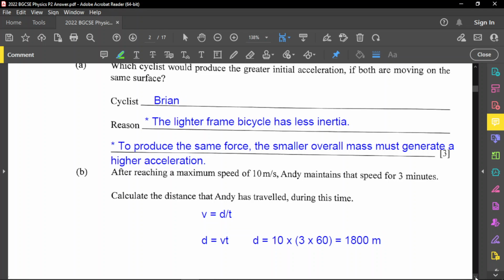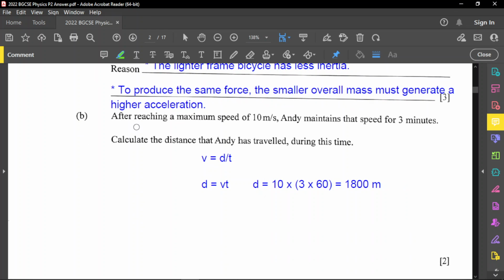Part B says that after reaching a maximum speed of 10 meters per second, Andy maintains that speed for 3 minutes. Calculate the distance that Andy has traveled during this time. Again, as a reminder, velocity or speed is equal to distance over time, or for velocity, displacement over time. And so distance is equal to v times t. Here v is 10 meters per second. However, time is in minutes, so you have to convert that into seconds. It will be 3 times 60, and so we have a total of 1,800 meters.